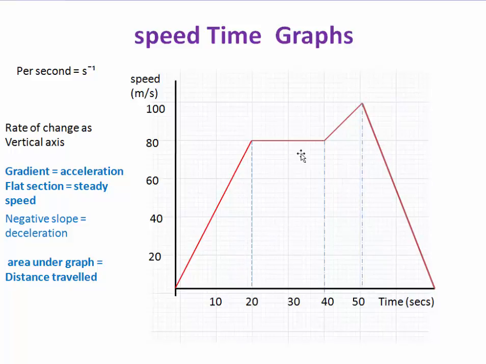So what we normally do is we split the area under the graph into rectangles and triangles, work out the area, and that's the distance, or the total distance traveled.